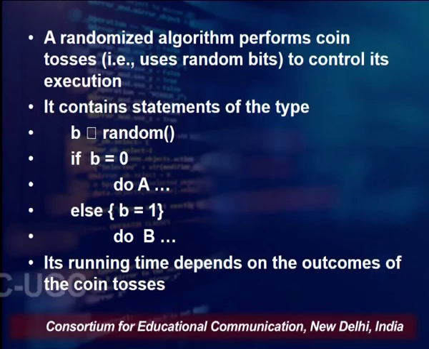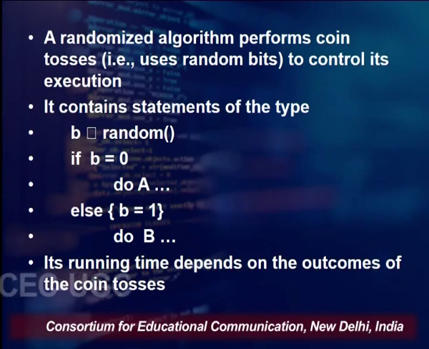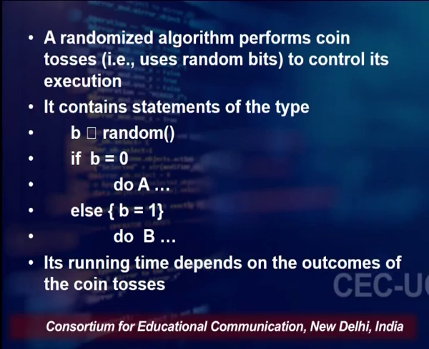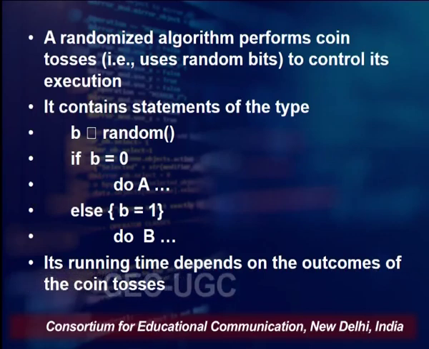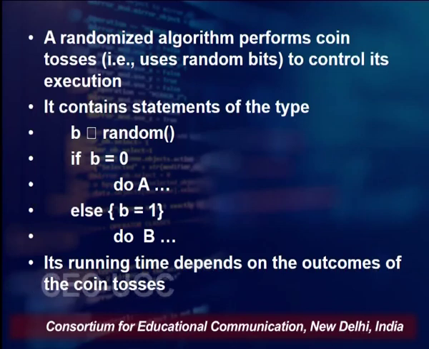In the case of insertion in a skip list, we will be using a coin flipping algorithm to control the number of levels, or to determine whether an element which is being inserted will be replicated on the next level, yes or no. This situation is determined with the help of a randomized algorithm. A randomized algorithm will have some statements of the type, for example, b is a value coming from a random function.